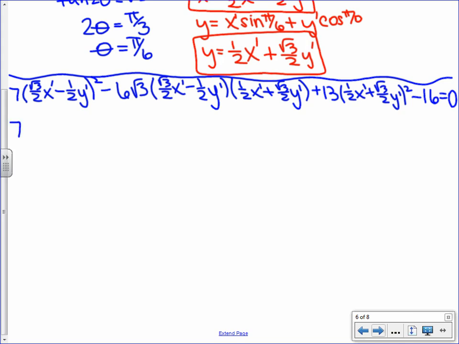We have 7 times radical 3 over 2 x prime minus 1/2 y prime, the quantity squared. So we have binomial times binomial. We know how to do this, right? We take the first times the first, which would be what? Three over 4 x prime squared, right?